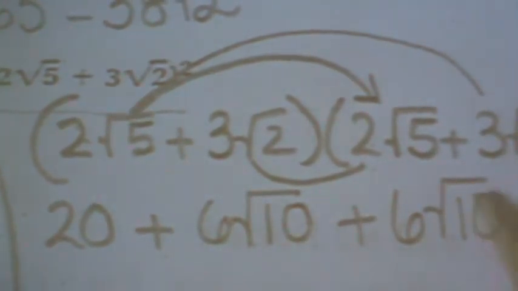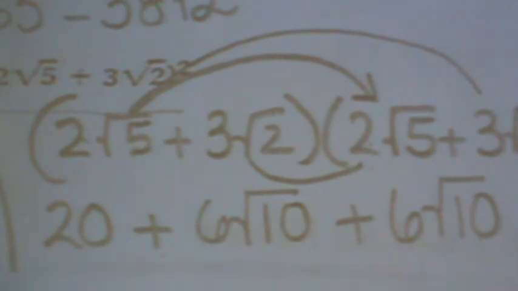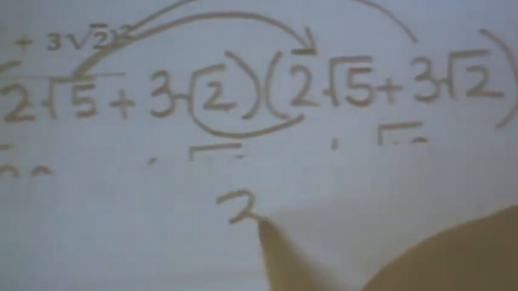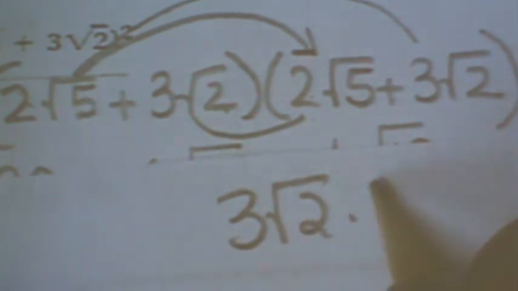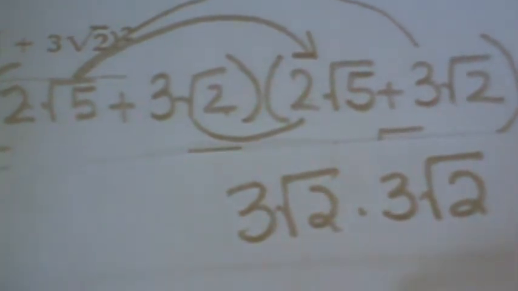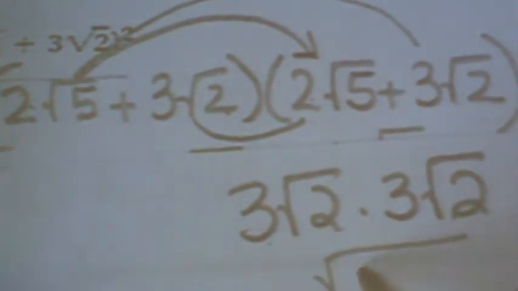And what is 3 root 2 times 3 root 2? See if you can do this one. 9 root 4 is partially right. I'll give you a hint: 9 times 2, which is 18.